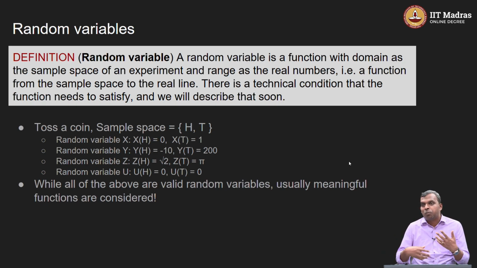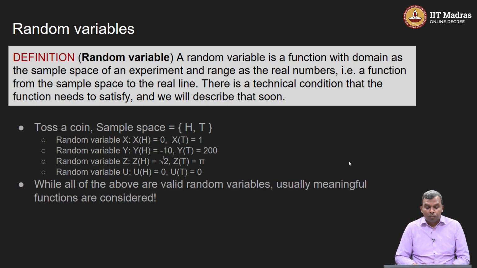So you see, I'm defining various types of random variables from the same sample space. Usually, like I said, people would think of meaningful functions, not for the heck of it. Nobody would do √2, pi and all that. So usually some meaningful functions are considered. If you ask me, the most meaningful looking function in this whole thing is probably X, isn't it?